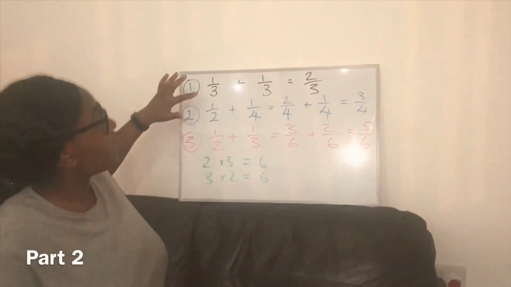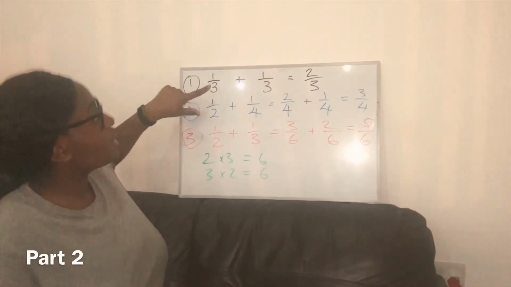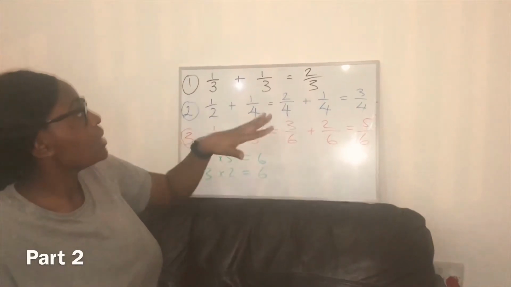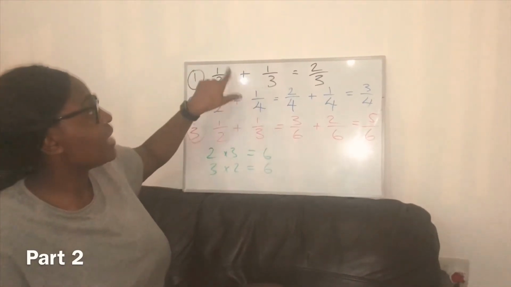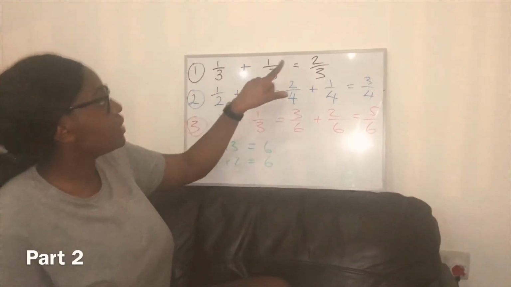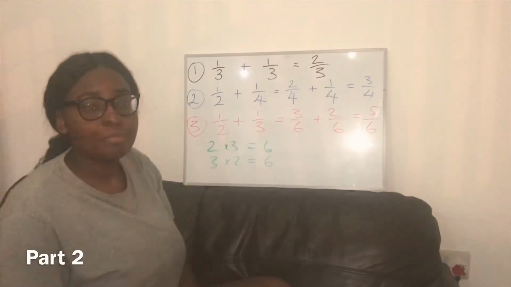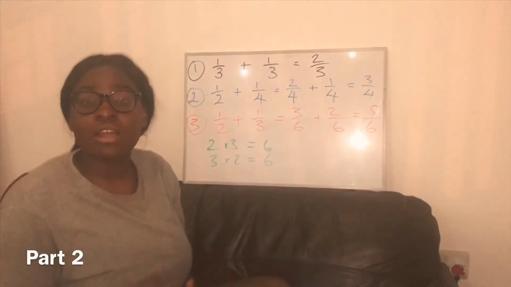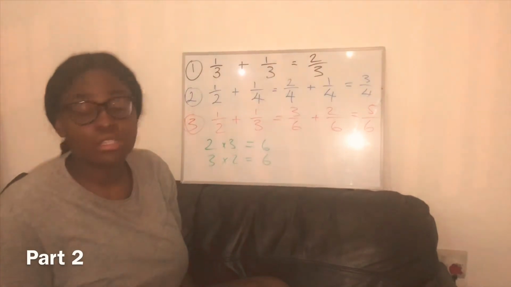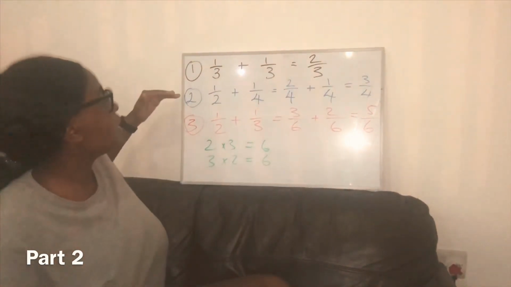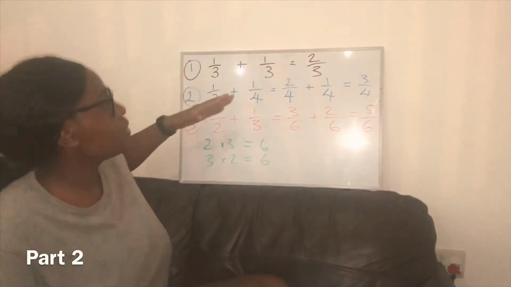Now if we look at it again, all the denominators are the same throughout, but the numerators have followed the addition, so it's 1 plus 1 to give us the numerator of 2. So once the students are satisfied and are able to apply this knowledge to other examples, we'll move on to the second one, where we've got 1/2 plus 1/4.